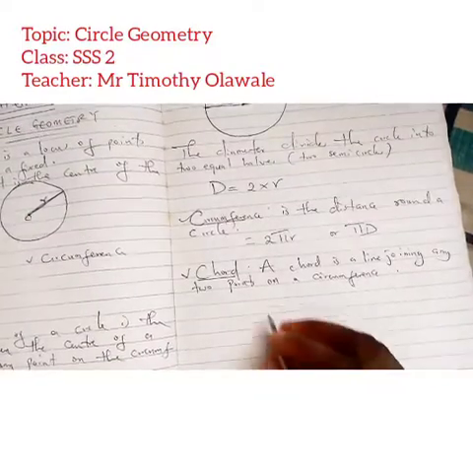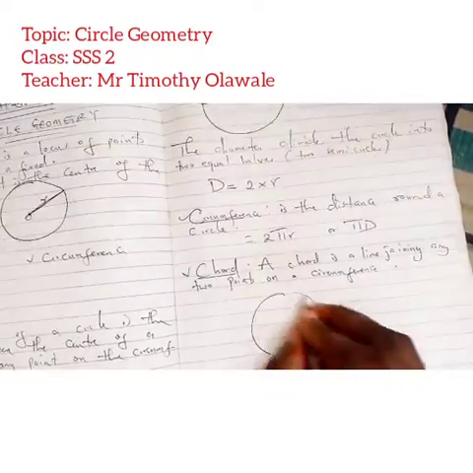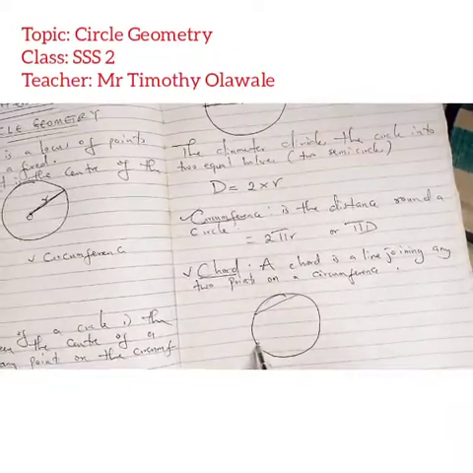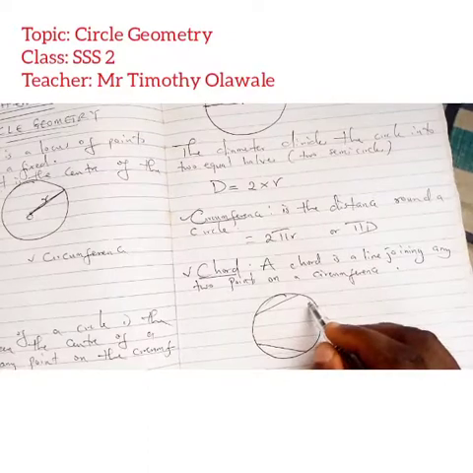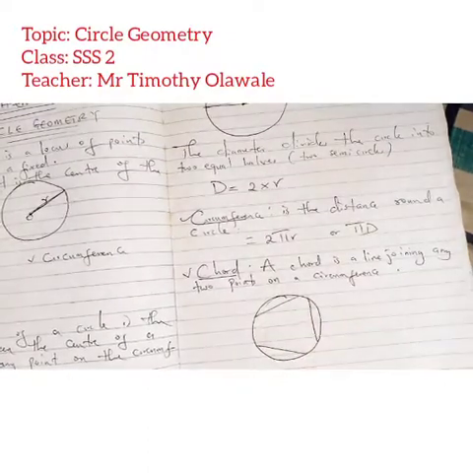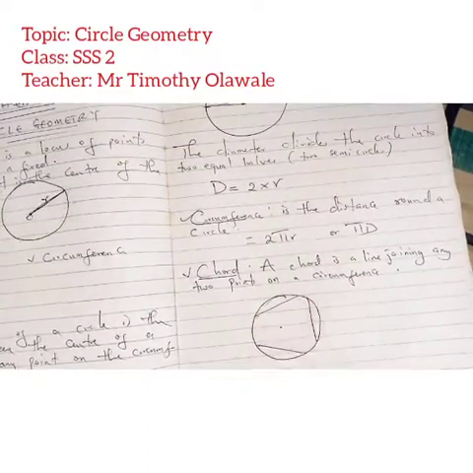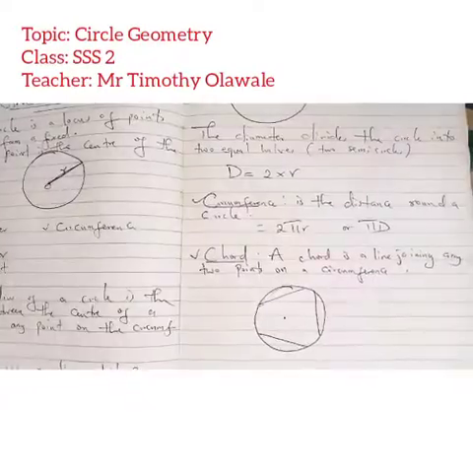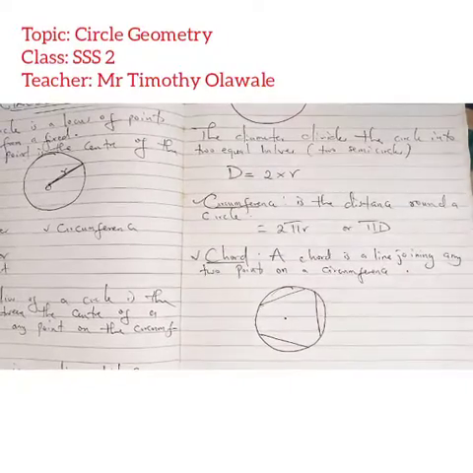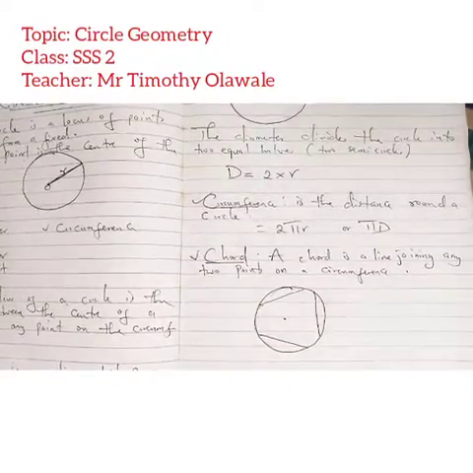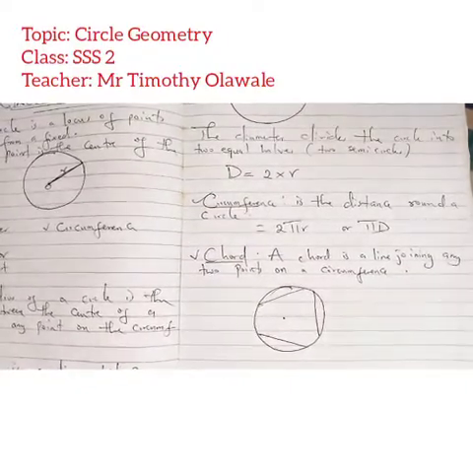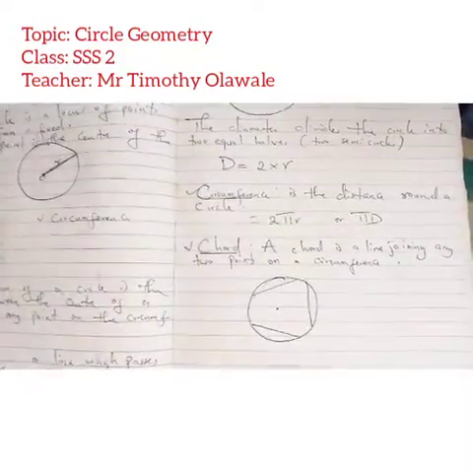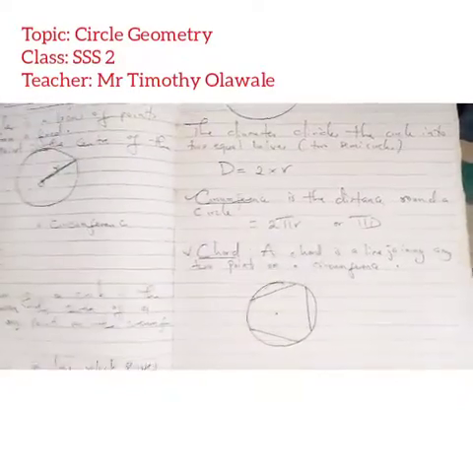So we have something like this. Pay attention. This or this or this is a chord. When the line passes through the center of the circle, it is no more a chord, it's called a diameter. Is that clear? So a chord is a line joining any two points on a circumference. Are you with me? Stay with me.